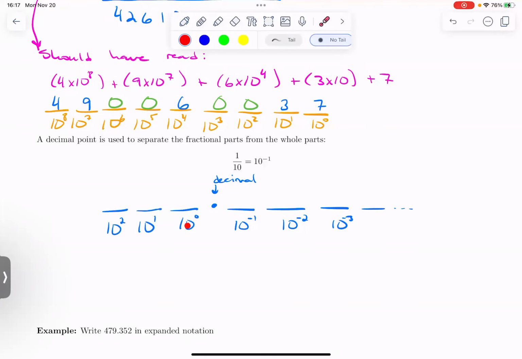You can't have 10 to the 0 on both sides, right? But we're concerned about the whole numbers, and 10 to the power of 0 is 1, and so that's why it has to be to the left of the decimal. 10 to the power of 3, keeps going.